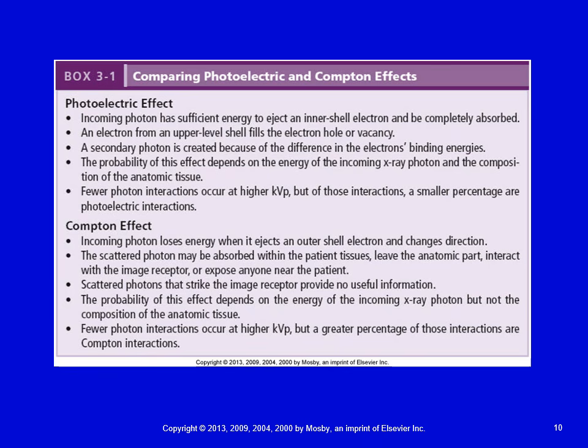Now, if scatter reaches that image receptor, as we said before, it doesn't give us any useful information. It can actually make the image look worse if it's not controlled. It creates what we call fog on the image, and if fog is on the image, it can degrade that image quality. So again, we do want to control scatter by either using a grid if it's warranted, or we want to ensure that we collimate properly.